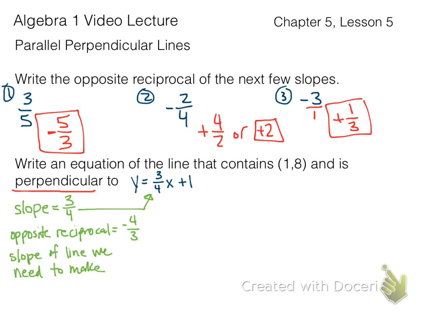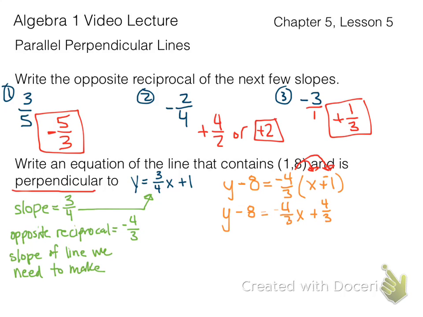Now I'm going to plug in that reciprocal and the point into point slope form, and I'm going to make myself a perpendicular line. So I've plugged it into the point slope form, which again is y minus y1 is equal to m times x minus x1, where the second y is from the coordinate point and the second x is from the coordinate point. So now I'm going to go ahead and distribute and simplify. Distribute it. So -4/3 times x is -4/3 x. And then -4/3 times -1 is +4/3, because a negative times a negative is a positive.